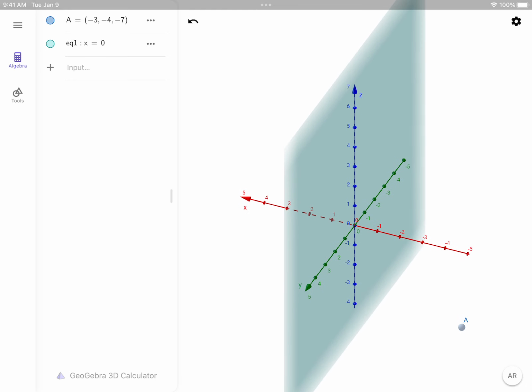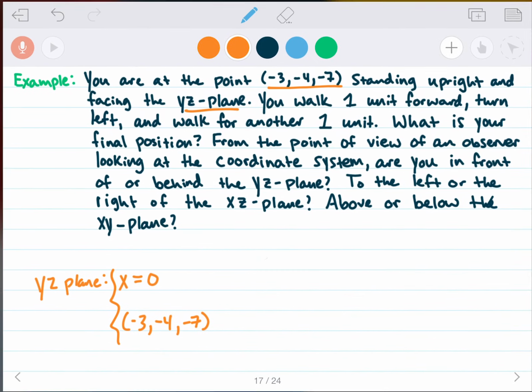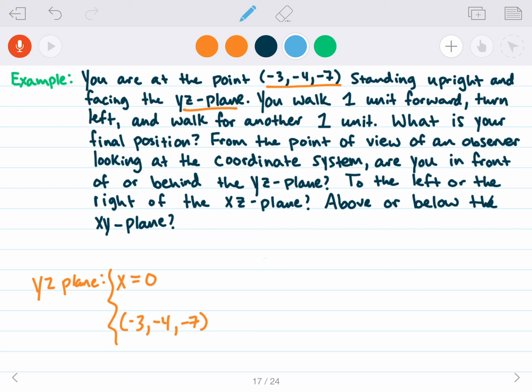And so the directions say we walk 1 unit forward, turn left, and then walk for another 1 unit. What is your final position? So the key idea here is that we're not moving up and down, so we're not going to change z. That's our first clue here. We're moving forward and left, so we're not moving up or down, so we're not changing z. And so we have something, something, and our z is still going to be at -7. We're still at the same height.